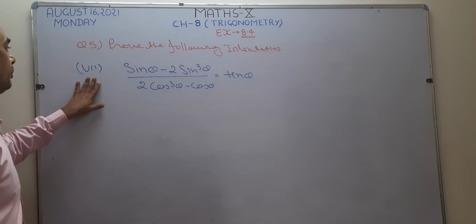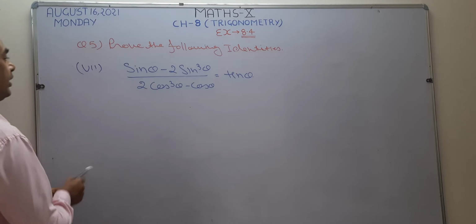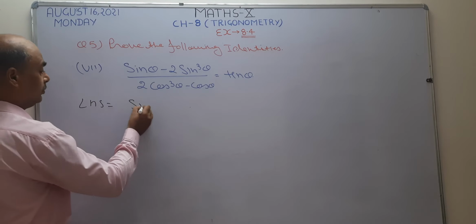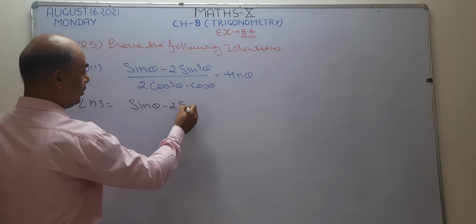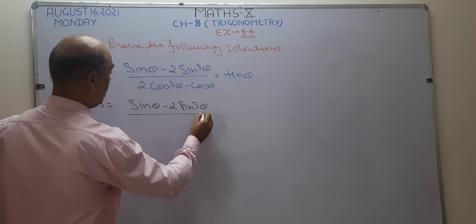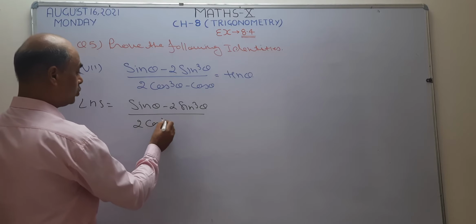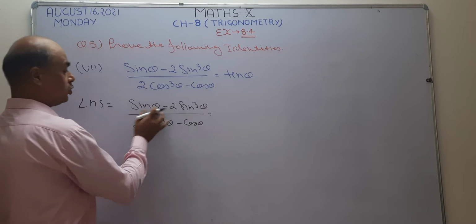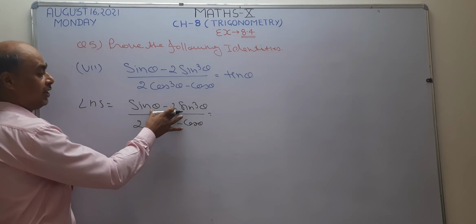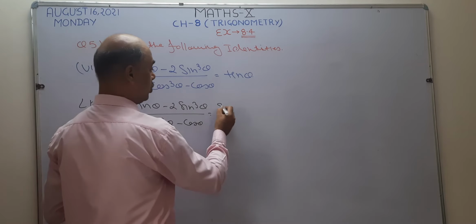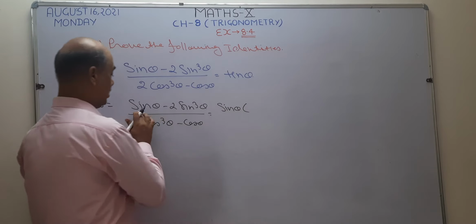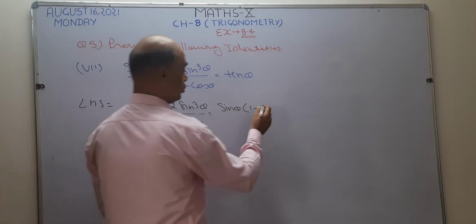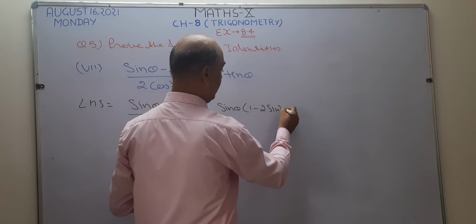Now I want to solve the 7th part of this question number 5. Again I am going to start with the left hand side. In the left hand side, what is given? Sin theta minus sin cube theta upon 2 cos cube theta minus cos theta. Now what is common in the numerator? In the numerator part sin is common, so I want to take sin common. When I take sin common, what is left? 1 minus sin square theta. Right here.